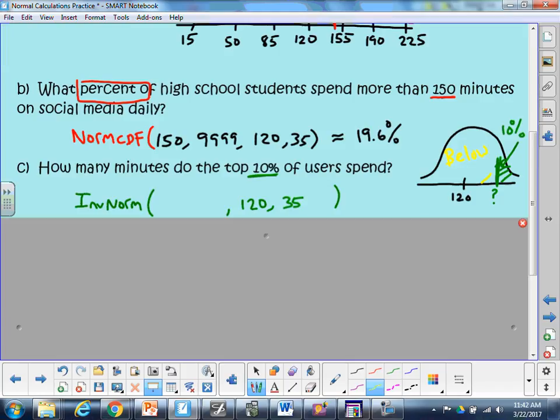Now the first value that you enter is always the area below or to the left. So sometimes we need to think about how much area would there be to the left of this value. So we got to do a little thinking. If they told us there's 10% above the value, that means there must be 90% below. So these must always go in as a decimal. They're treating them as a proportion out of 1, not necessarily as a percentage out of 100. So 90% would be 0.9.